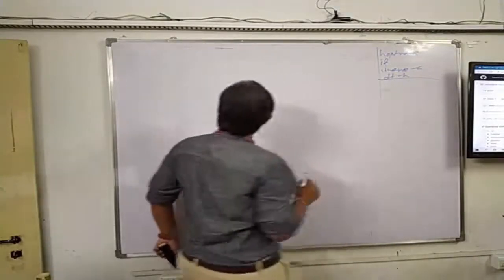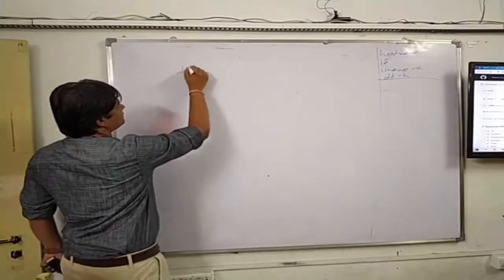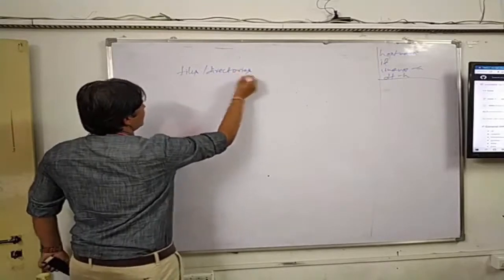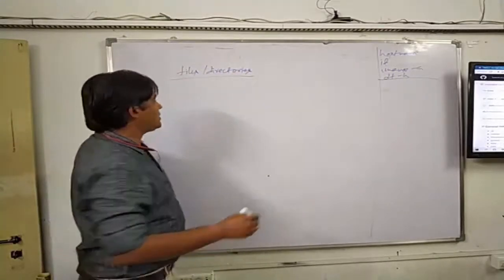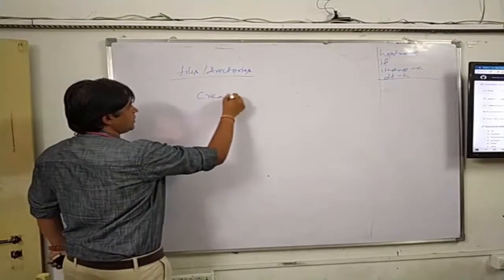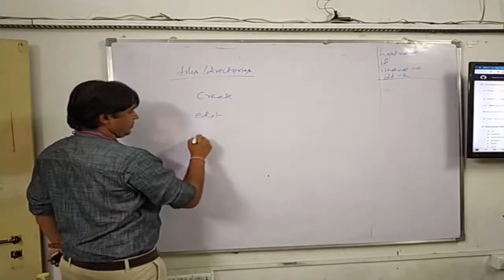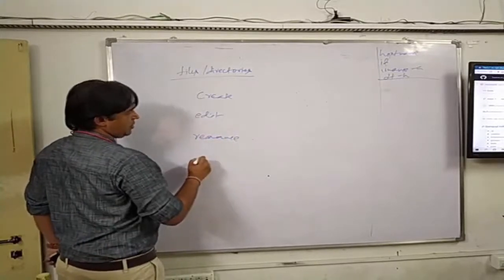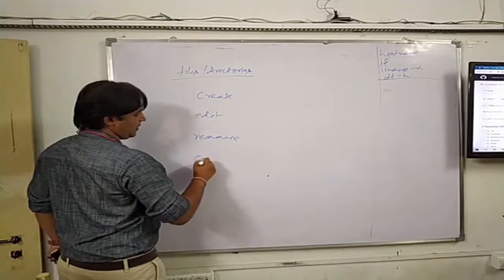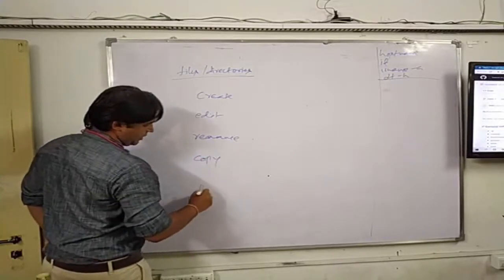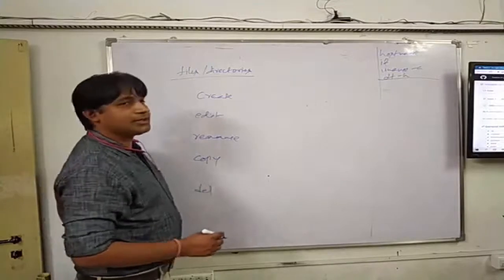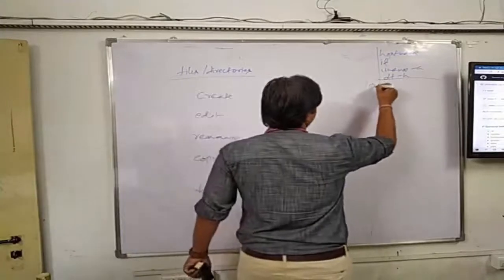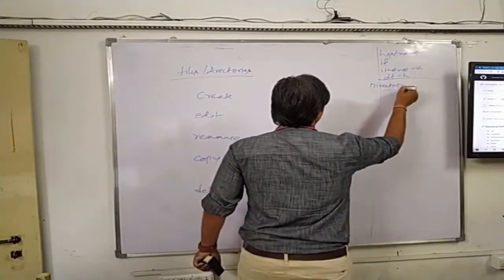Now let's come to commands related to files and directories. There are 5 operations you perform on files and directories. You create them, you edit them, you rename them, then what do? You copy them, all right, and then you delete them. Those are the 5 operations you do on files and directories. We're going to see those commands.